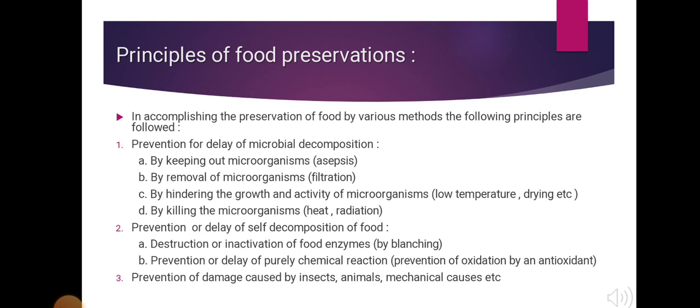The second one is prevention or delay of self decomposition of food, which can be done by destruction or inactivation of food enzymes by the process of blanching. Prevention or delay of purely chemical reactions, such as oxidation, can be done with an antioxidant. Prevention of damage caused by insects, animals, and mechanical causes, etc.